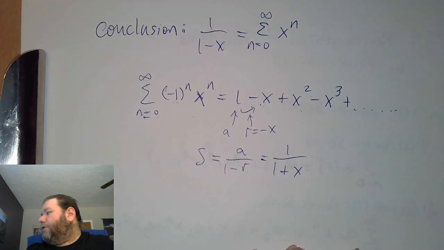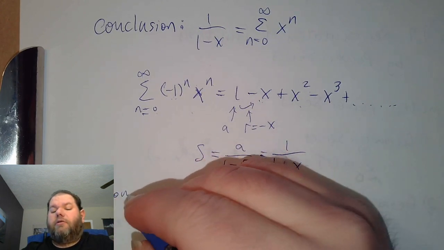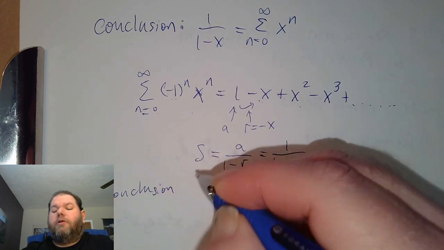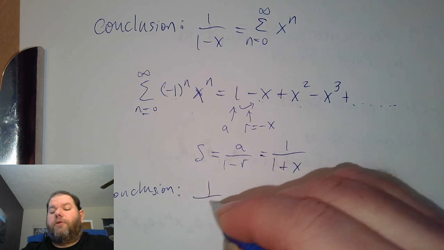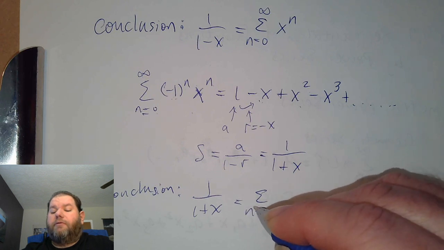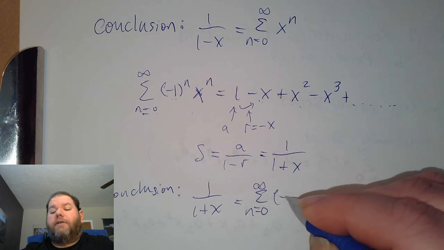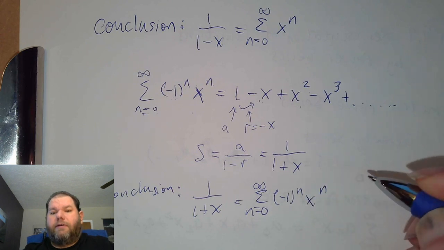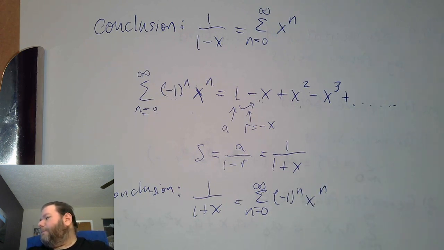So our conclusion is that 1 over 1 plus x is equal to the sum from n equals 0 to infinity of negative 1 to the n times x to the n. If you look at the review I posted, I actually gave these two as formulas on the review. So these will be provided as formulas on the test also.